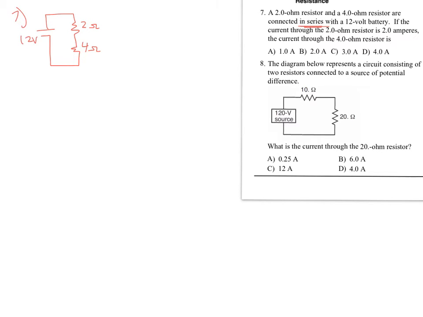What do we know about current in series? Current in series remains the same. So if current over here is 2 amps, then the current over here is also 2 amps. So our choice here is B. Next.